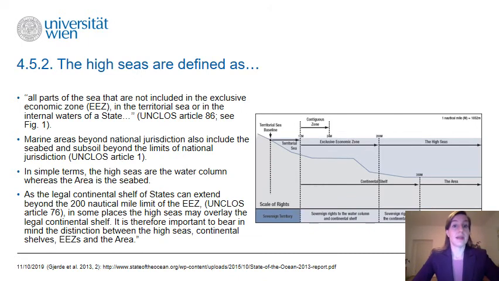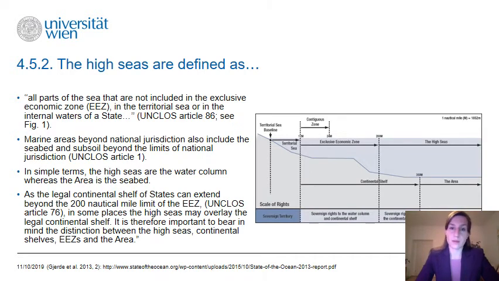The high seas are defined by UNCLOS as all parts of the sea that are not included in the exclusive economic zone, in the territorial sea, or in the internal waters of a state. Marine areas beyond national jurisdiction also include the seabed and subsoil beyond the limit of national jurisdiction. In simple terms, the high seas are the water column, whereas the area is the seabed, the sea floor, one could say. As the legal continental shelf of states can extend beyond the 200 nautical miles limit of the EEZ, in some places the high seas may overlay the legal continental shelf. It is therefore important to bear in mind the distinction between the high seas, the continental shelf, the EEZ, and the area.